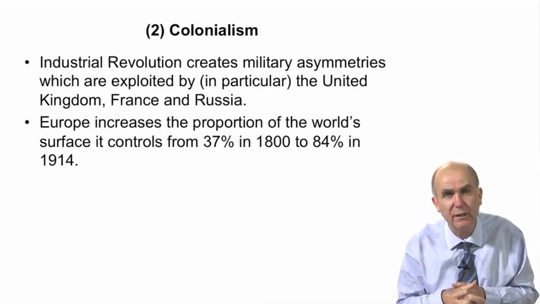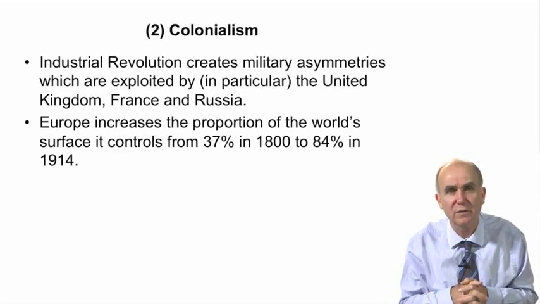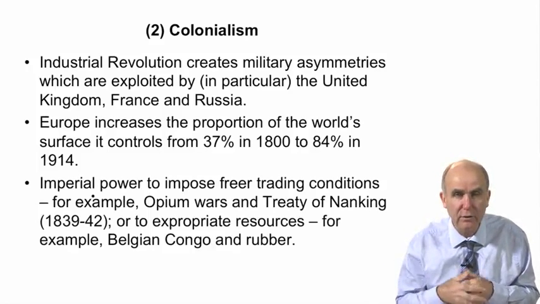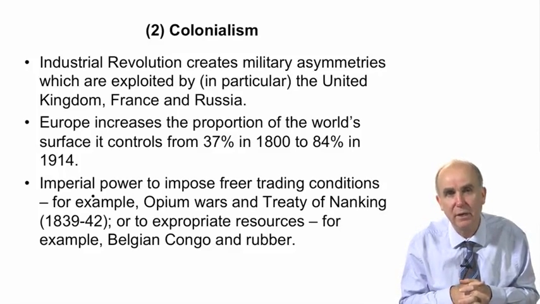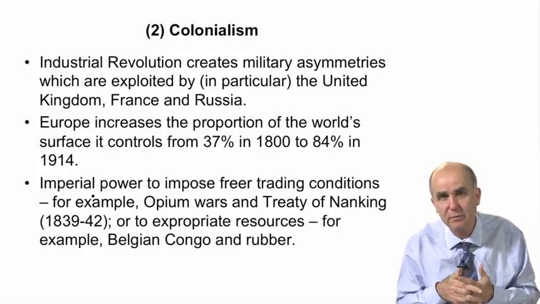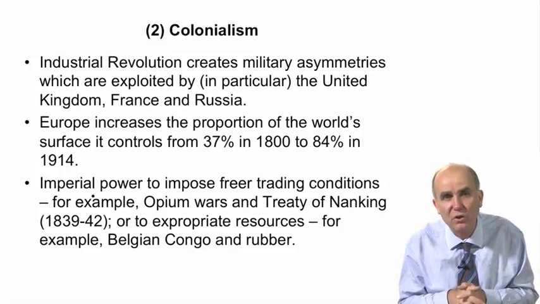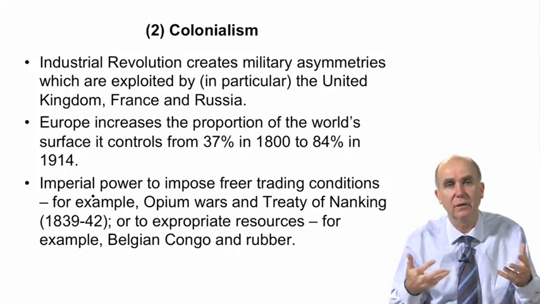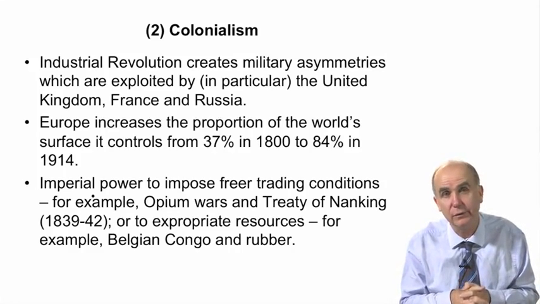So Europe, in fact, increases the proportion of the world's surface that it controls from 37% in 1800 to 84% in 1914. Now, it uses this control, this imperial power that it has, in a couple of different ways. Sometimes what it does is it forces freer trading conditions with the part of the world that it's gone to and usually used military force against.